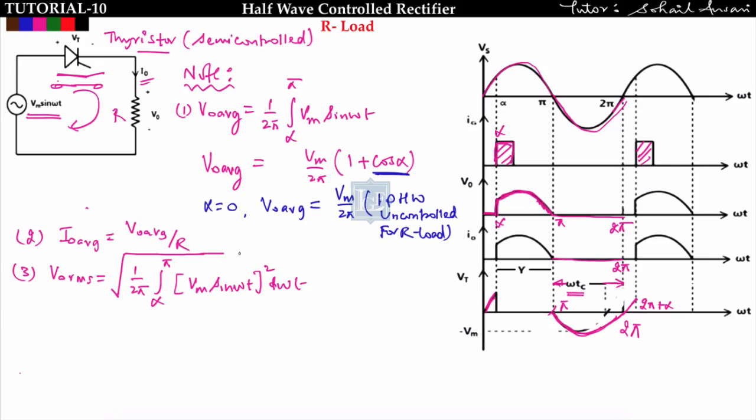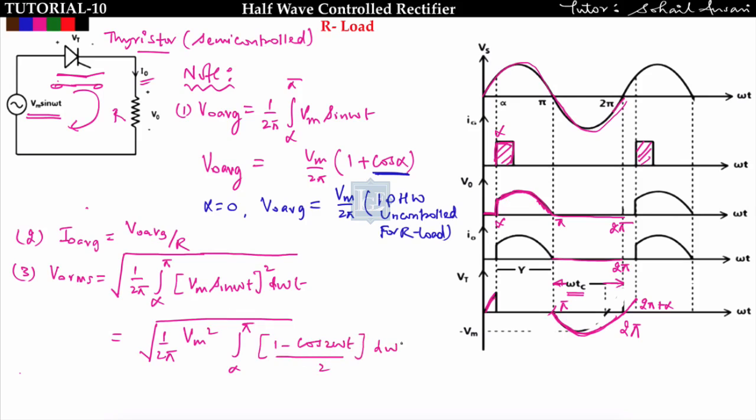After solving this equation, you take Vm square outside, integrate from alpha to pi, and sine square omega t can be written as (1 minus cos 2 omega t) by 2. After solving the above equation, I will get V naught RMS equal to Vm by 2 into the square root of 1 upon pi into (pi minus alpha plus sine 2 alpha by 2). This whole thing is under the root, and this is 1 by 2.